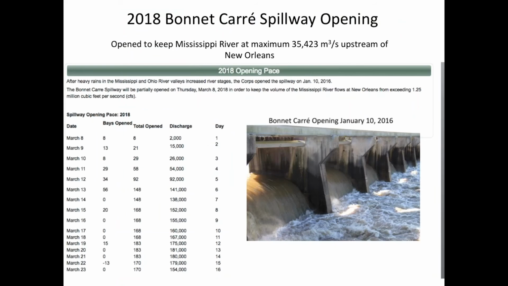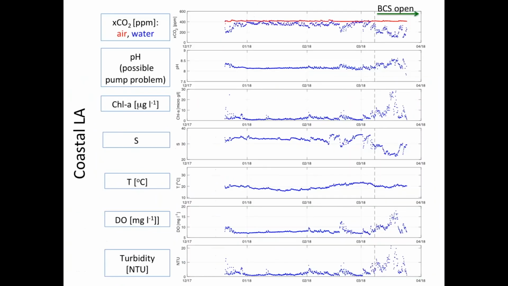Here's a picture of the Bonnet-Carré spillway, and so far what the opening pace has been. So recently they've started closing down some of the bays, but they think that after they close it, it's going to have to open again this year, which would be unprecedented. So here I've just focused in on the time period after we replaced the temperature, the CTD and other ancillary sensors. So you can see better the record from these instruments.